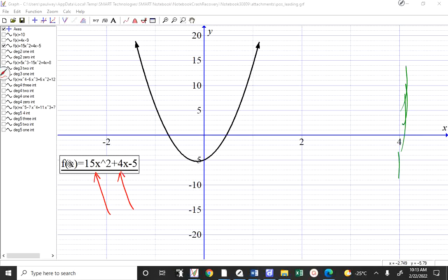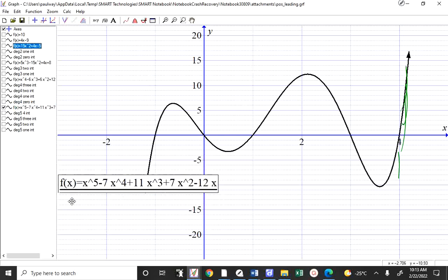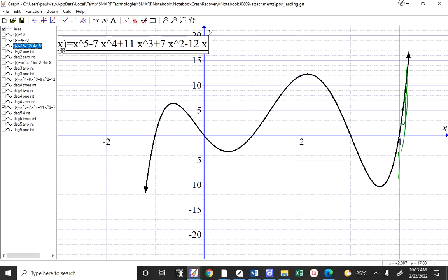And if we take a look at a different one, let's take a look at this degree 5 polynomial function. You can see, looking up here, that the constant term is 0. It's x to the 5 minus 7x to the 4 plus 11x cubed plus 7x squared minus 12x. The constant term is 0. Crosses the y-axis at 0.